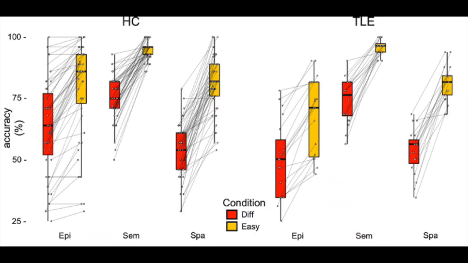We calculated percent accuracy scores for each condition in each task. Here the results are displayed for both cohorts, healthy controls on the left, TLE patients on the right. Red box plots correspond to the difficult condition in each task, and yellow box plots correspond to easy.